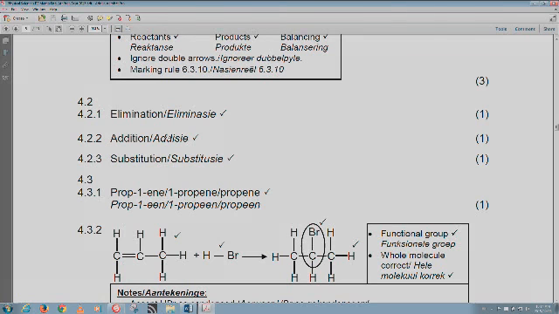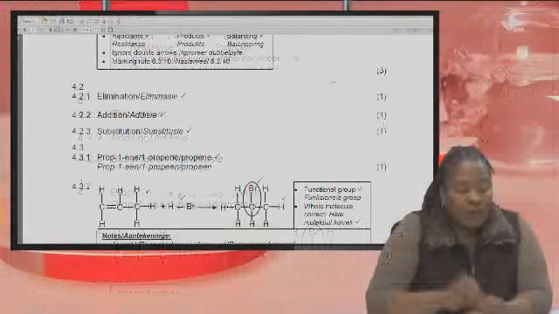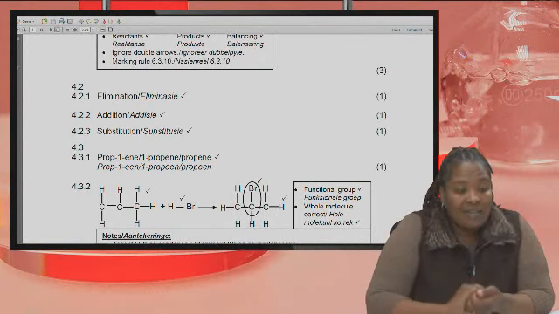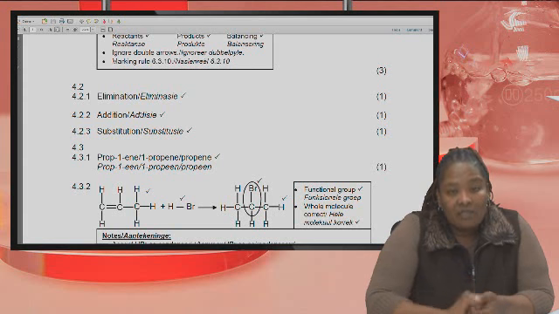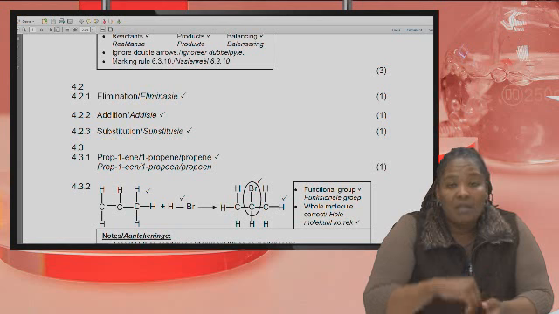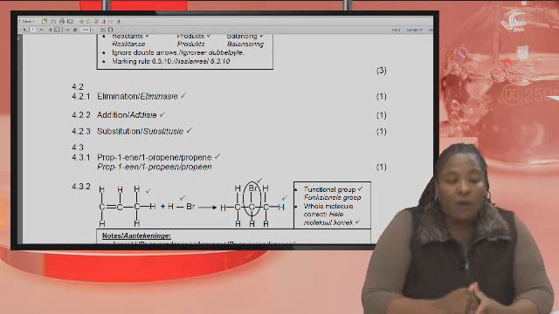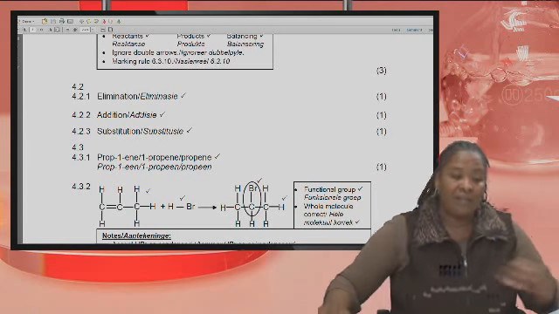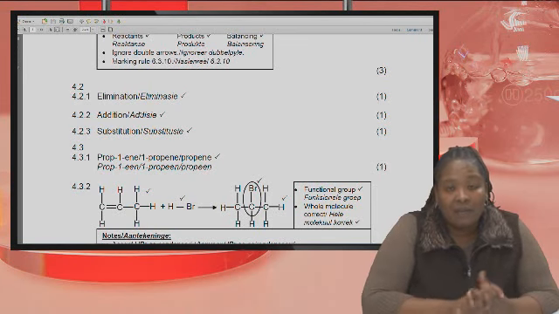So let us give the learner the mark, but let us ensure that when we discuss the memo, we tell them they must stick to the instructions so that they get the marks there. So they must choose between the ones that are given, not give their own. But because it is a correct elimination reaction, then let us give the learner the mark.